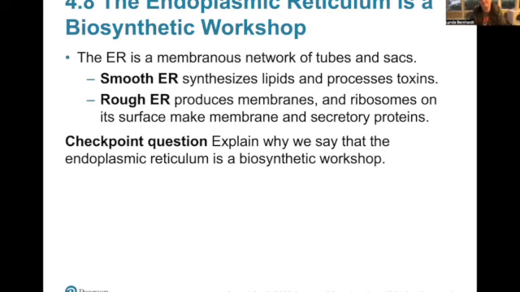Rough ER. Oh, I always want to make a joke about it, but rough ER has bumps. It's got the ribosomes, so it's all bumpy. And that's why it's rough ER. So the rough ER is making the proteins with the ribosomes. It's sending those suckers along. So smooth ER, lipids; rough ER, ribosomes.